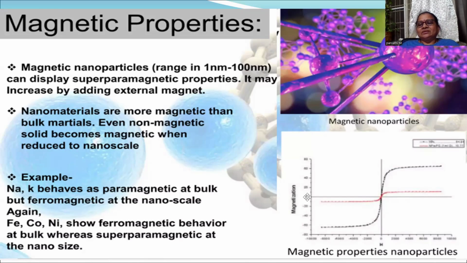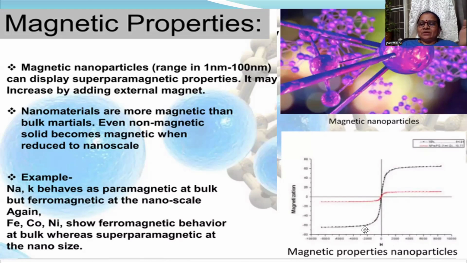This is one small graph represented here, magnetic properties of nanoparticles, showing magnetization against nanoparticle size. As the particle size becomes less and less, on the right-hand side of the curve you can observe that the magnetization is rising.